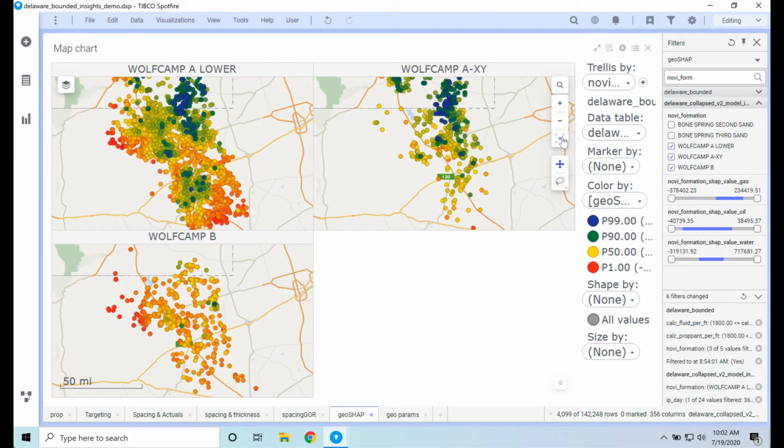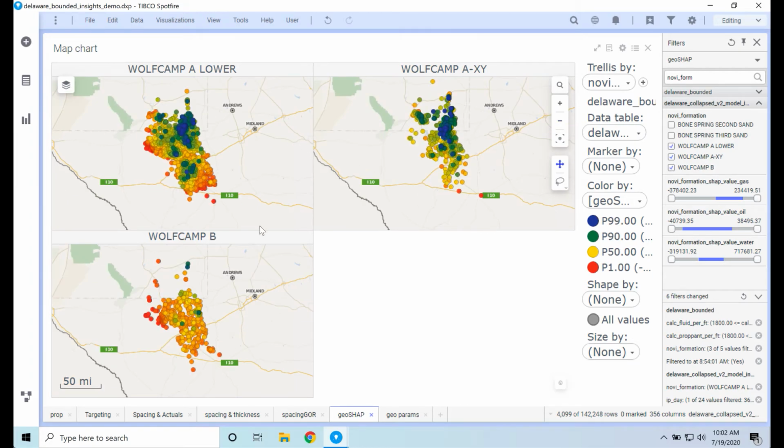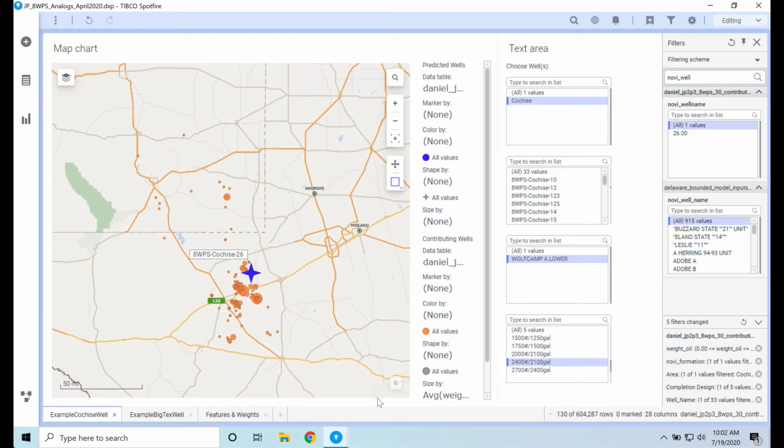We also have some standard outputs. We have a Geoshaft, which is a rock quality index, where you can see where the hot spots are for the different formations, the sweet spots. And then I just want to give you one quick sample of another standard output data set that a lot of people get use out of, and that's contributing wells or analog wells.